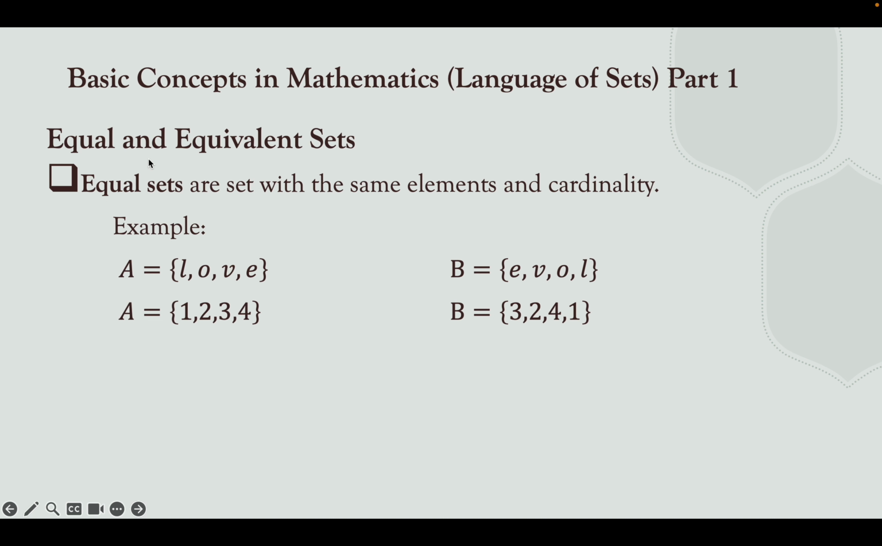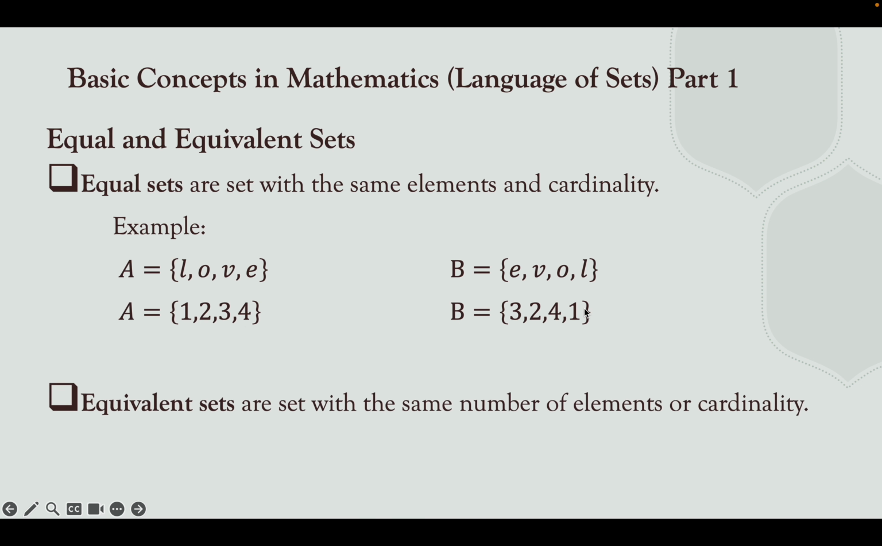Next, we have an example. Set A, we have 1, 2, 3, 4. Set B, we have 3, 2, 4, 1. So they have the same elements 1, 2, 3, and 4. And they also have 4 elements in each set. Set A we have 4, set B we have 4. So that is an example of equal sets.